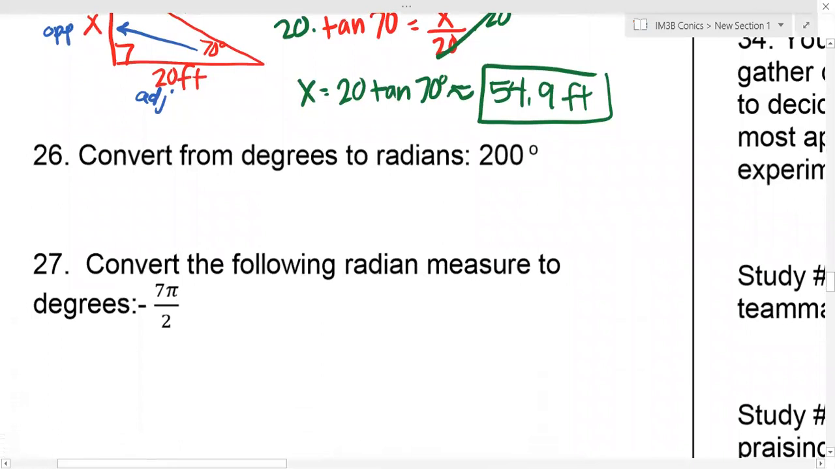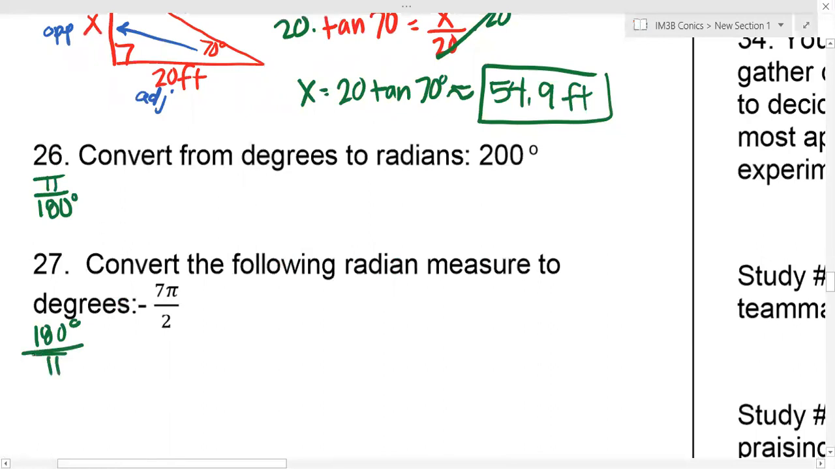26 and 27, we're converting from degrees to radians and radians to degrees. When we're converting from degrees to radians, we're using the ratio pi over 180 as equivalent to 1, because 180 and pi are radian and degree equivalents. When we're doing the opposite, we're going to use the reciprocal. So we're going to do 180 over pi for 27.